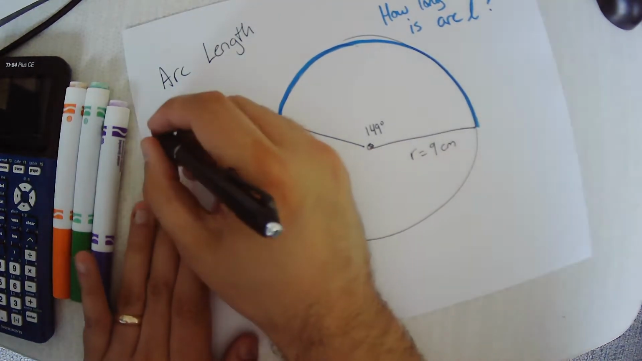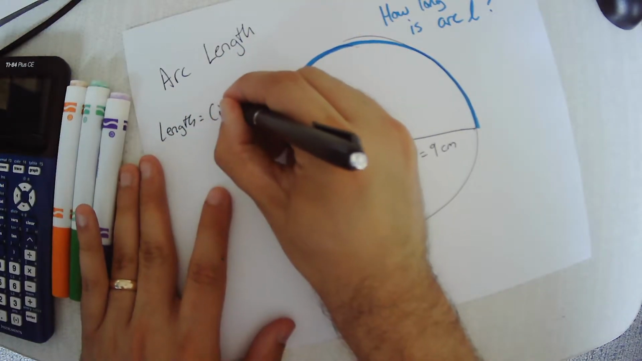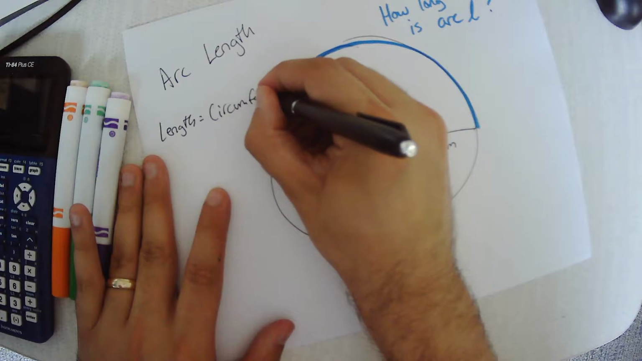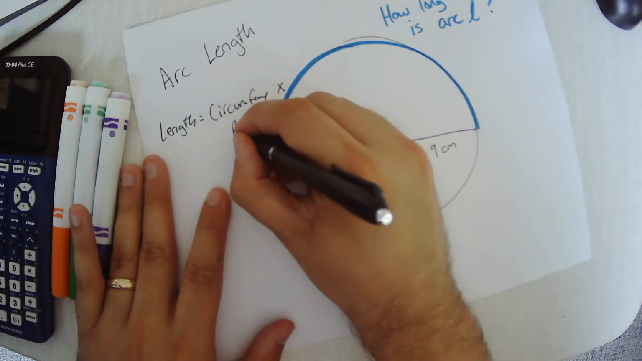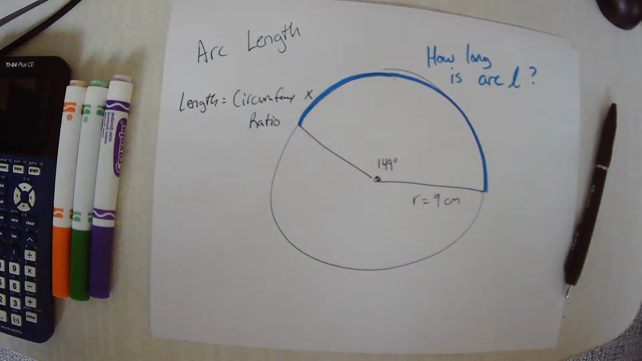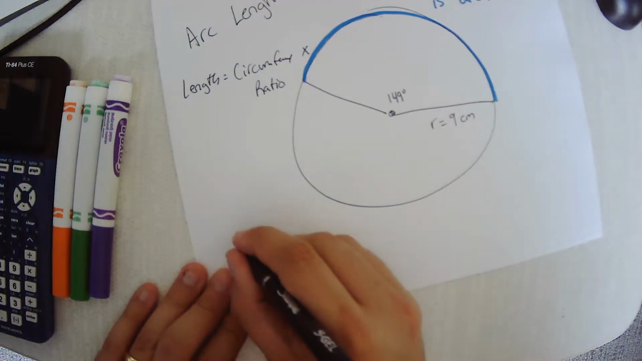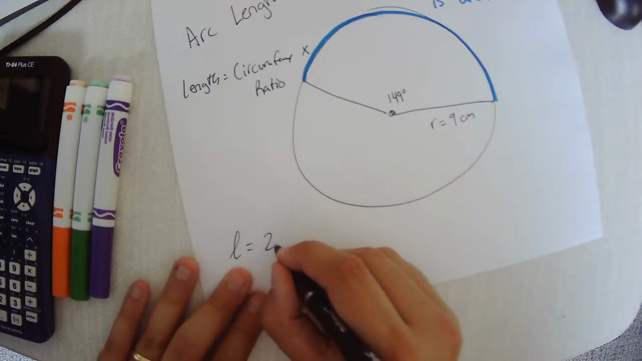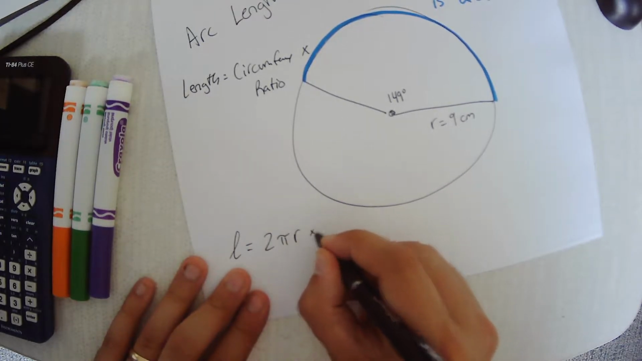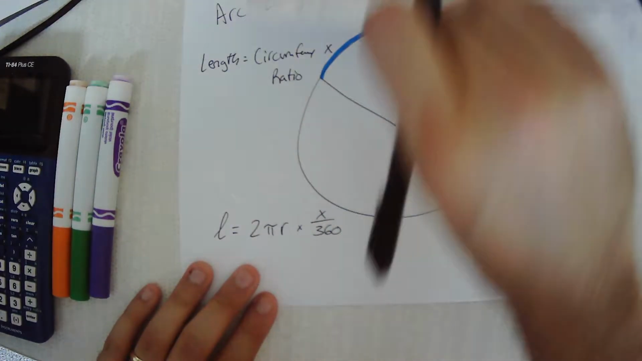All we are doing is this. The length is the circumference times the ratio of how much we're using. So if the whole thing is 100 centimeters long and we're using half of the circle, it'd be 50 centimeters. The exact equation is this. So the length is 2 pi r times x over 360. Like I said, that's on your sheet right here.